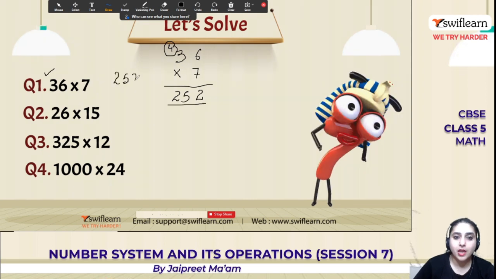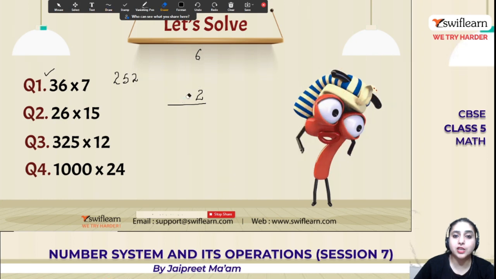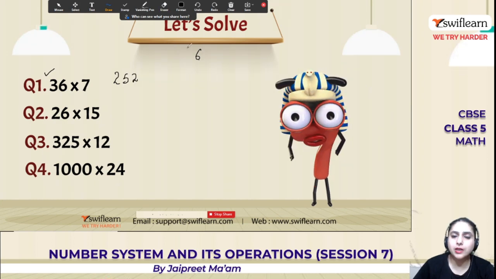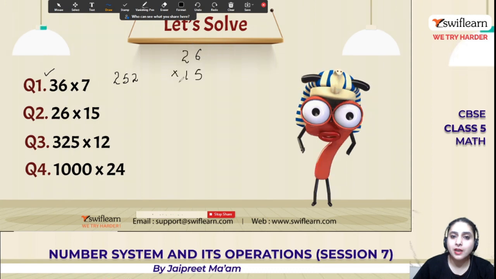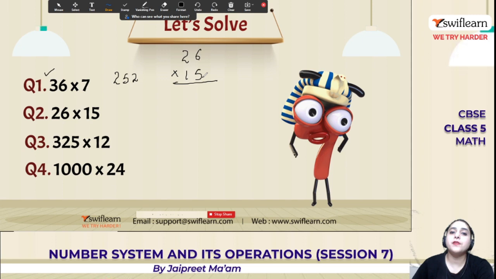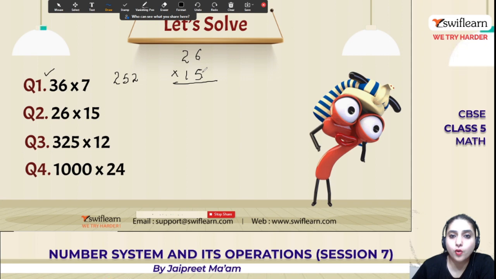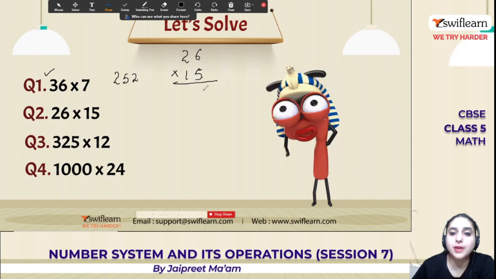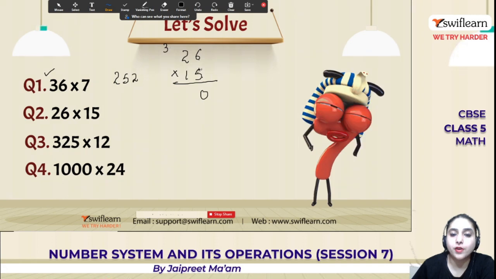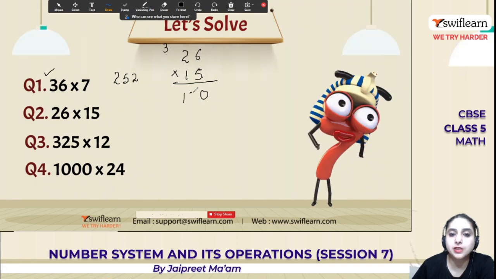Okay. Now we have a second question, that is 2-digit multiplication by 2-digit. So it's again very simple. First step, write in a column method. Then first we will do the multiplication with the number which is written at one's place. So it's 5. Okay. So 5 times 6 makes 30. 3 will be carried forward. 2 times 5 is 10 plus 3 is 13.